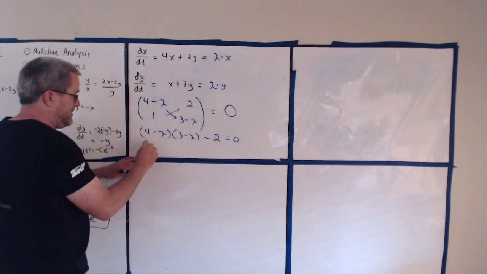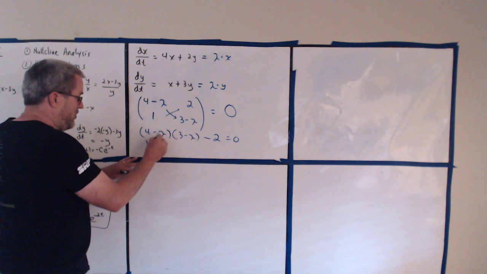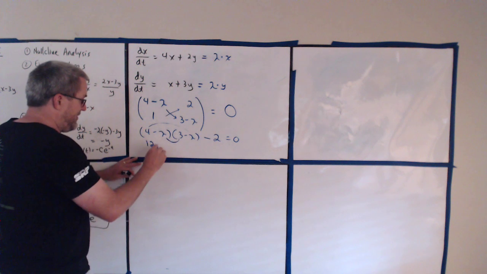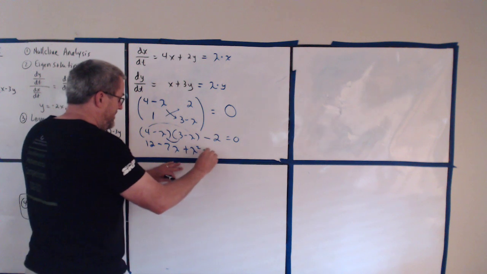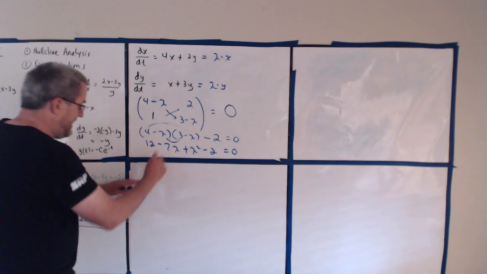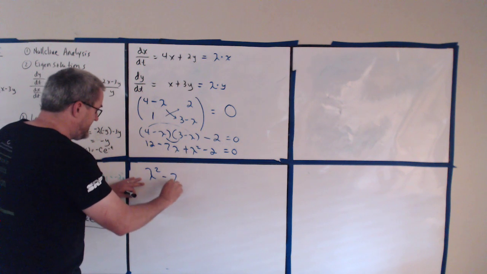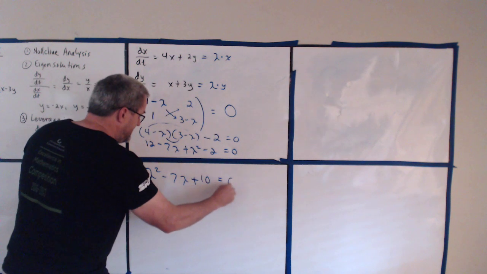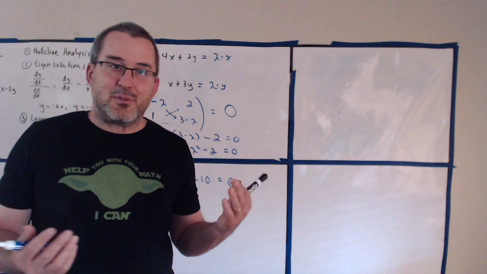Let's clean up, do some algebra here. Let's see, it's going to be 12 minus 4 lambda minus 3 lambda. Do you see the outers and inners? Are going to give you minus 7 lambda, plus lambda squared, minus 2 is equal to 0. Clean it up a little bit. We've got lambda squared, we've got minus 7 lambda, and we've got plus 10 is equal to 0. And you're welcome. Once again, we're going to see a nice factorable situation.